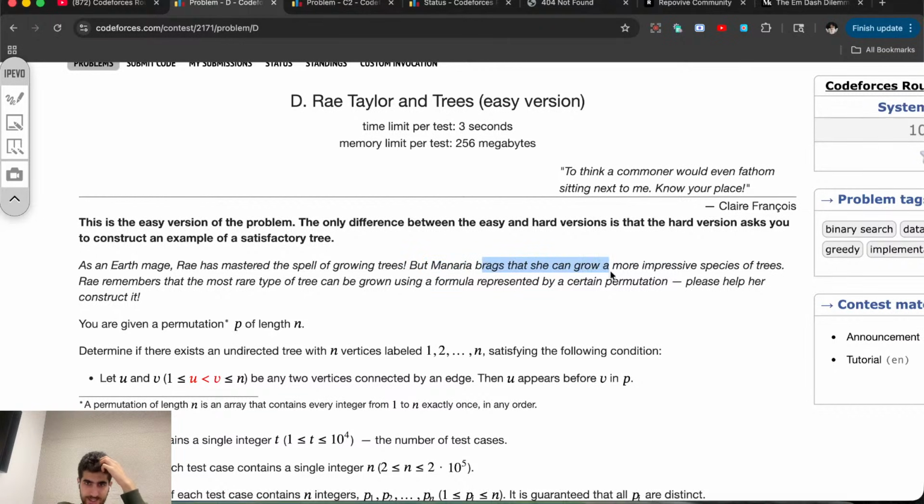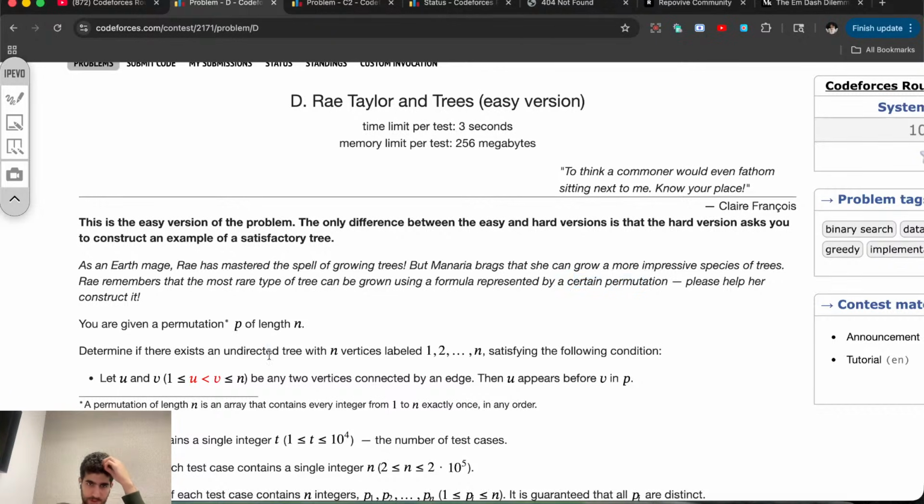Manaria brags that she can grow a more impressive species of trees and remembers that the most rare type of tree can be grown using a formula represented by a certain permutation. You are given a permutation P of length n, determine if there exists an undirected tree with n vertices labeled 1, 2 to n, satisfying the following condition. Let U and V be any two vertices connected by an edge, then U appears before V in P.